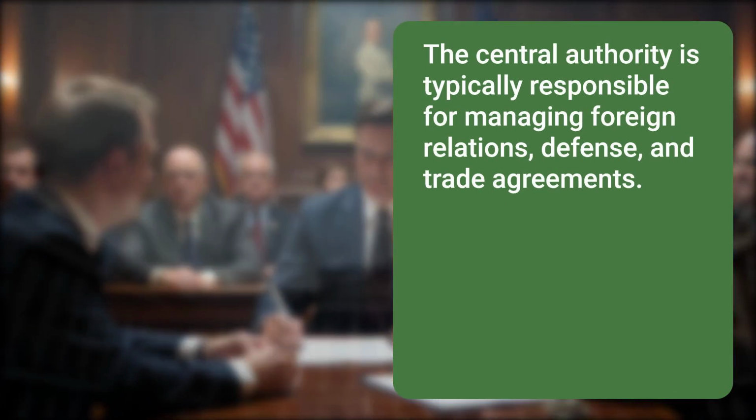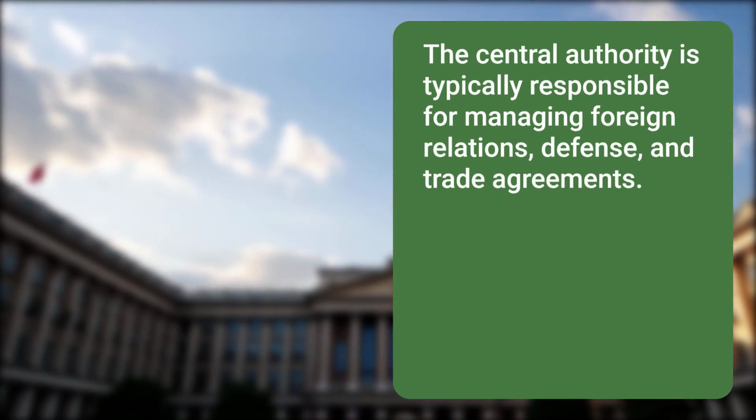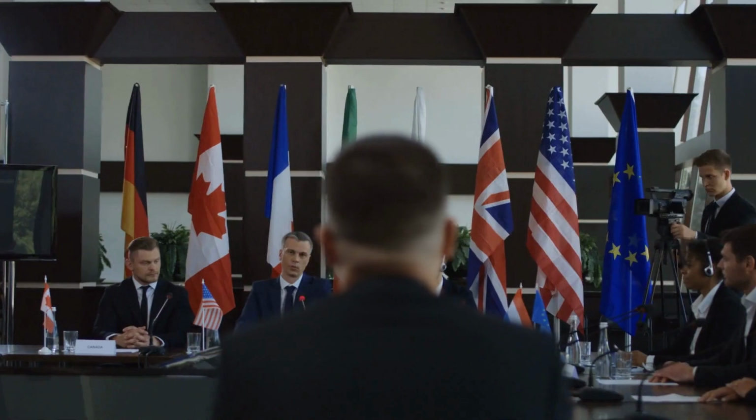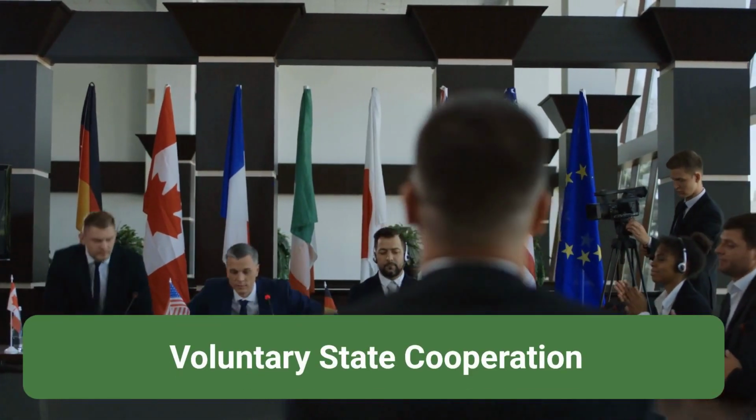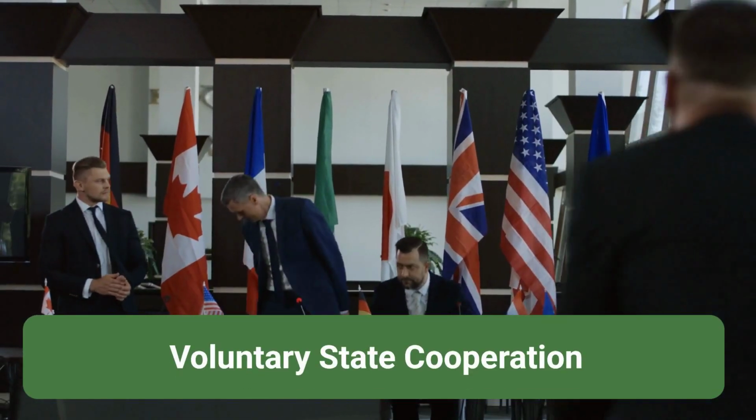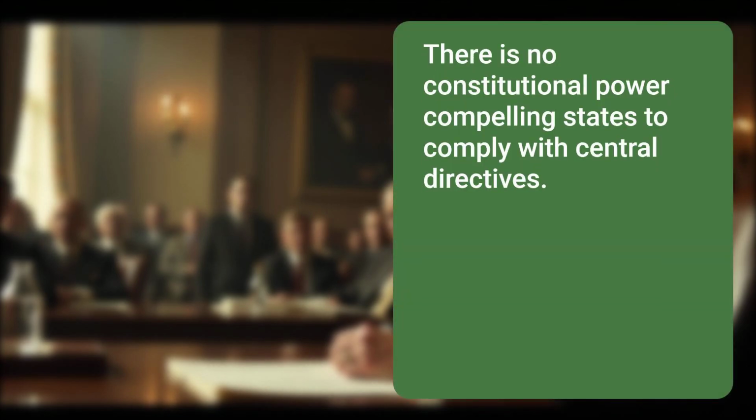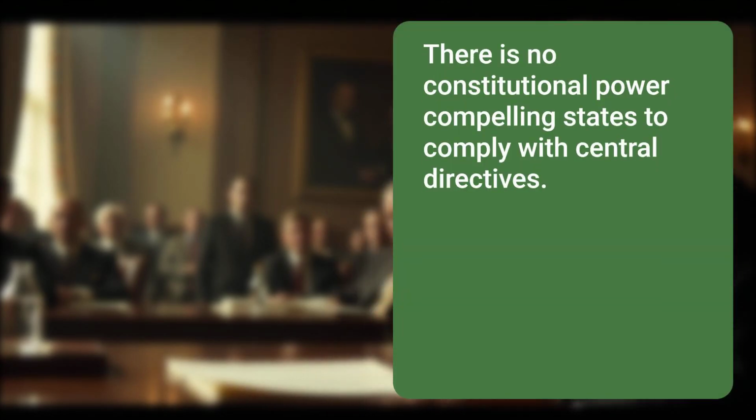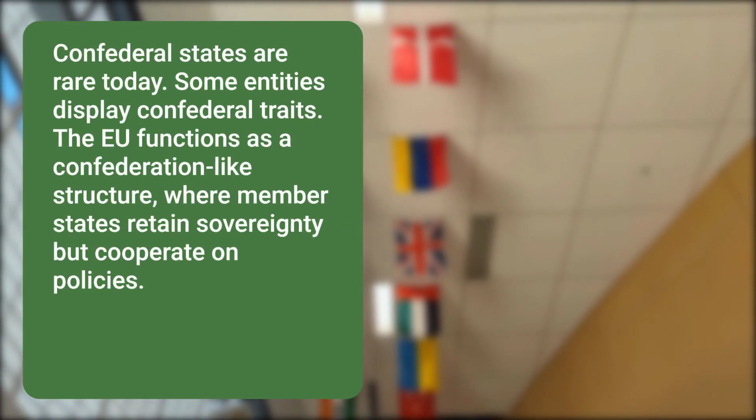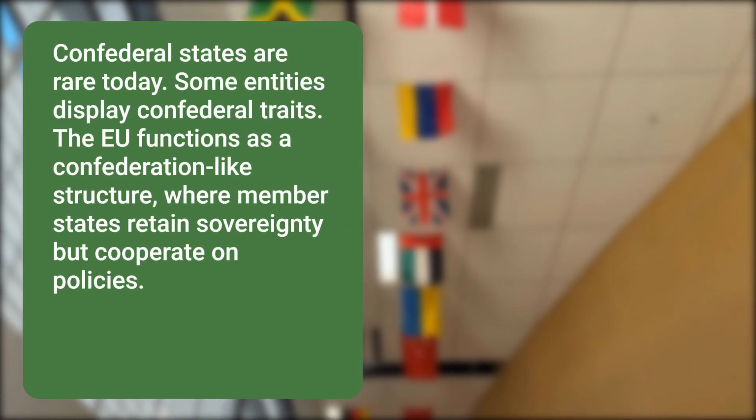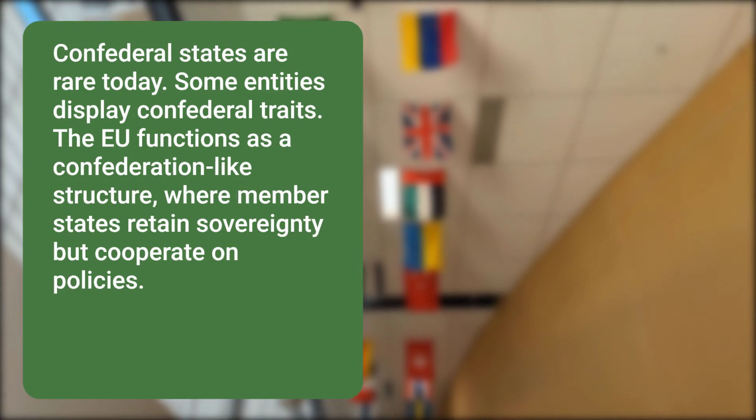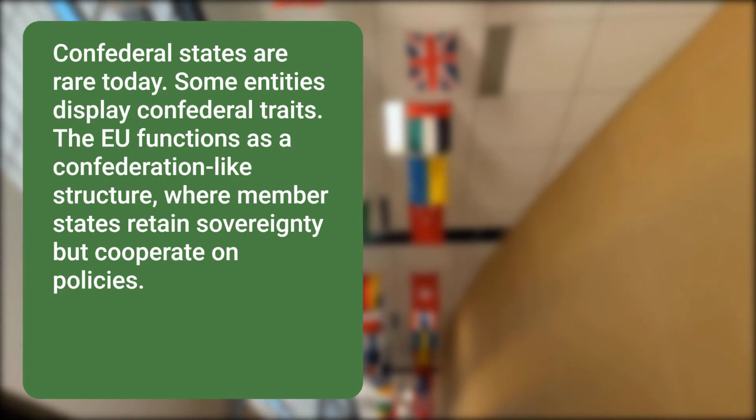The central authority is typically responsible for managing foreign relations, defense, and trade agreements. Cooperation among states is generally voluntary, with decisions requiring consensus. There is no constitutional power compelling states to comply with central directives. Examples: confederal states are quite rare today, as most countries operate under federal or unitary systems. Nevertheless, some political entities display confederal traits.